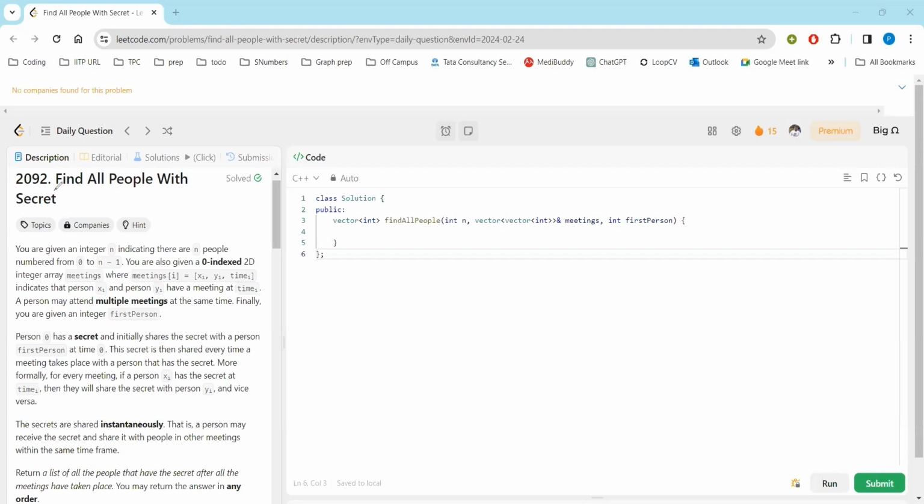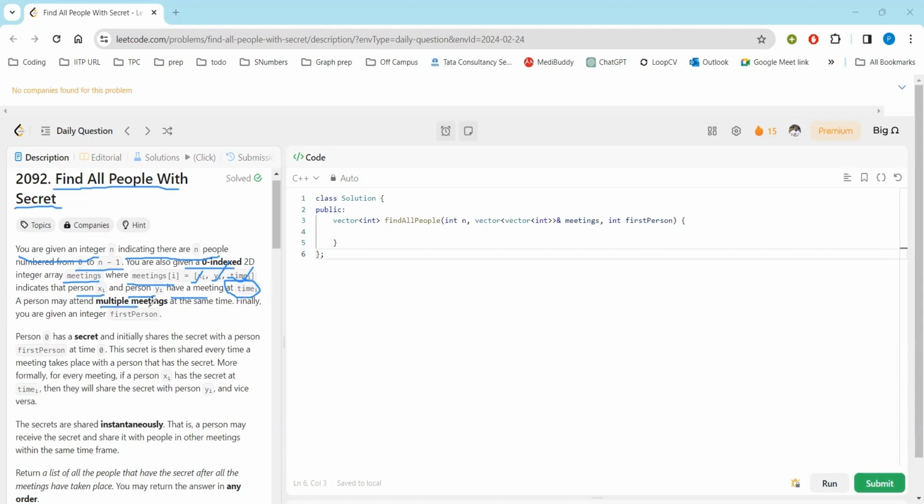Today's LeetCode DCC question is Find All People with Secret. Let's read the question. You are given an integer n indicating that there are n people numbered from 0 to n minus 1. You are also given a 0-indexed 2D integer array meetings, where meetings[i] is [xi, yi, time i], indicating that person xi and person yi have a meeting at time frame t equal to time i.